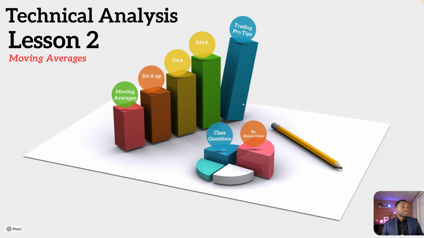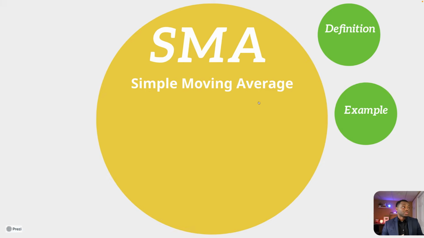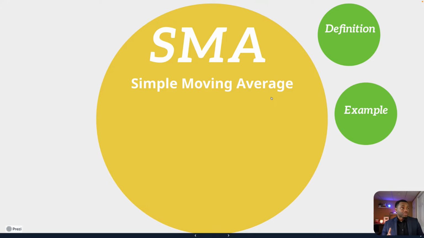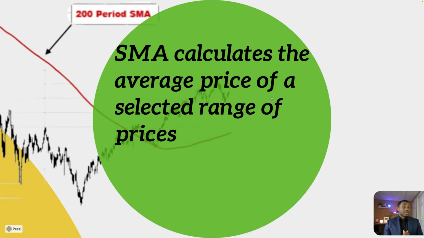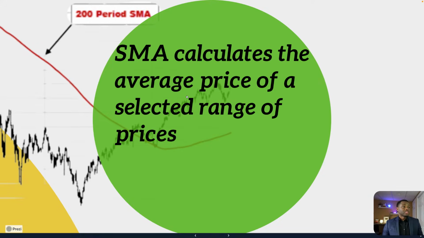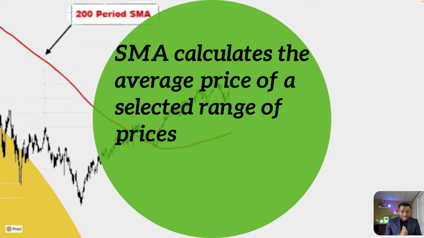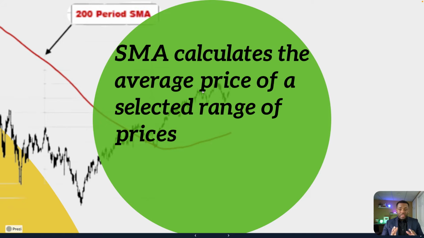Let's talk about the simple moving average. The simple moving average, aka the SMA, is defined as this. And what does it do? It calculates the average price of a selected range of prices, right? So you select 200 periods, you select 50 periods, you select however many periods, 15, and it gives you an average price of that range.